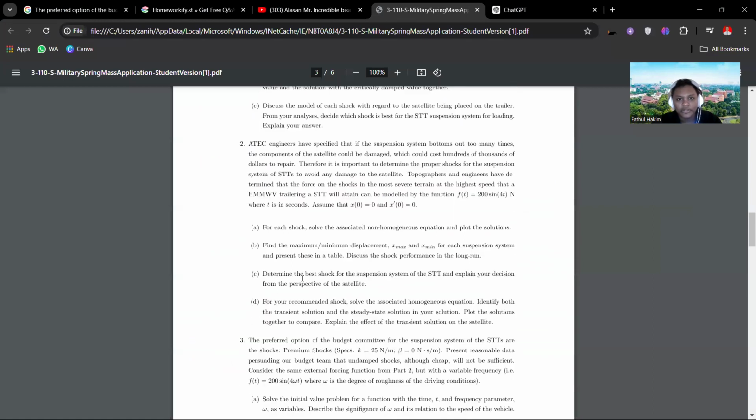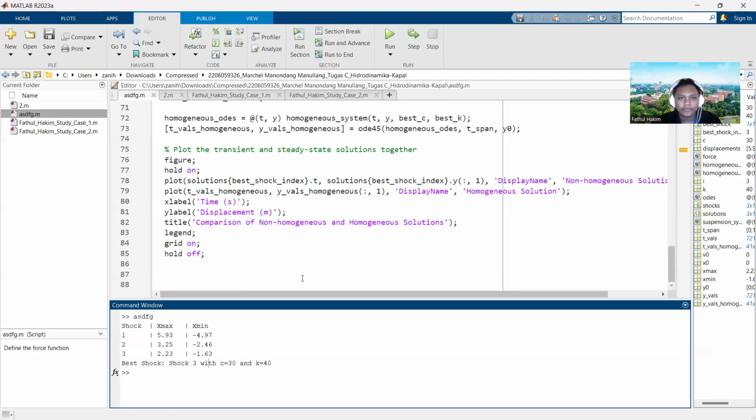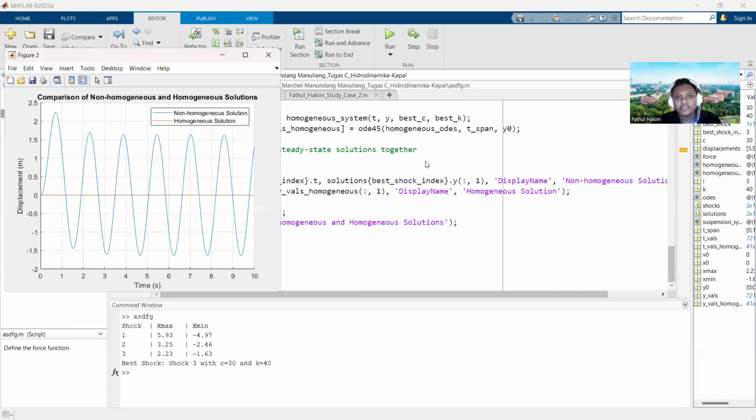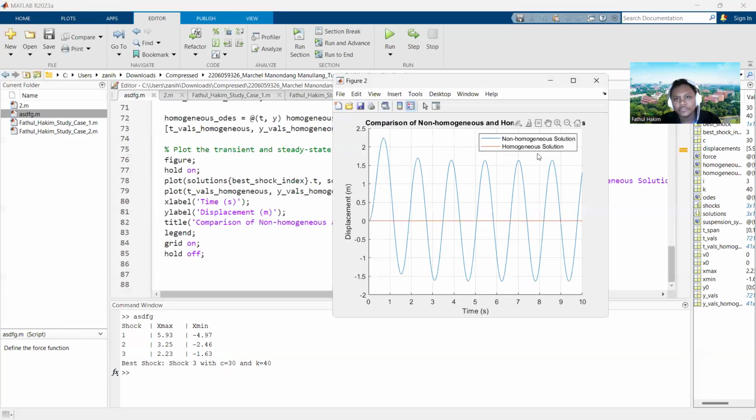The next question is the recommended shock: solve the associated homogeneous equation. If we see this second figure, non-homogeneous and homogeneous solution, basically if we use the homogeneous solution, it will become linear on x equals 0. Why? Because it is ideal, it's not actual. If we use the non-homogeneous solution, it will become an actual solution. We had better use the non-homogeneous, but to find the solution the easier way, we use the homogeneous solution.